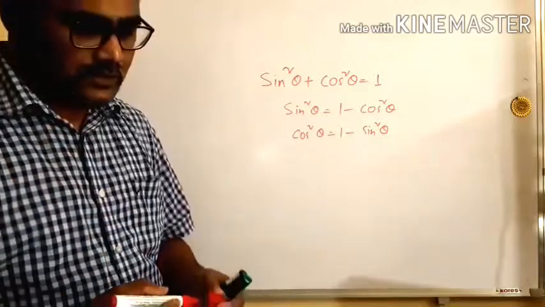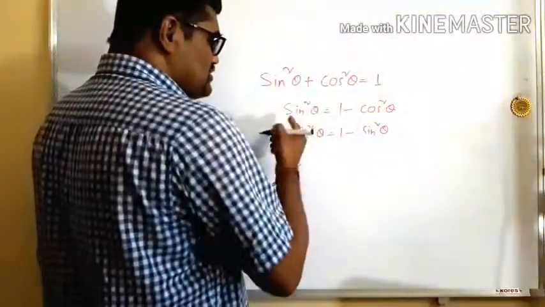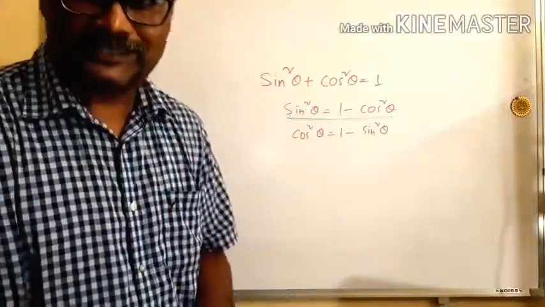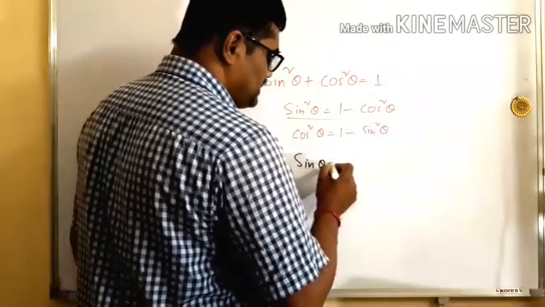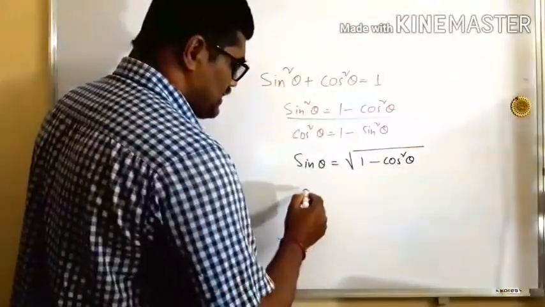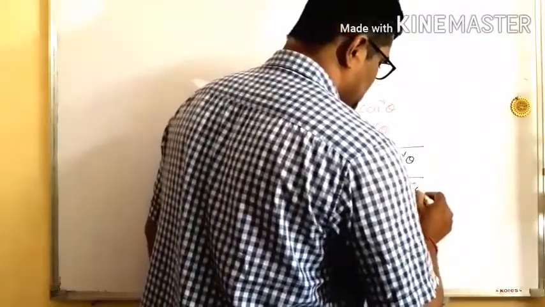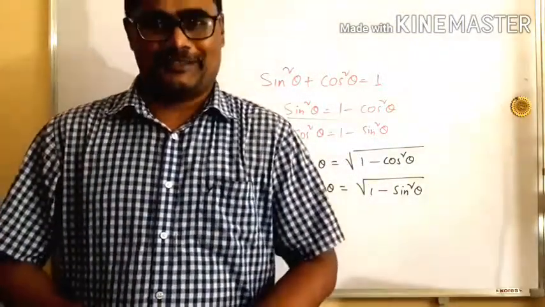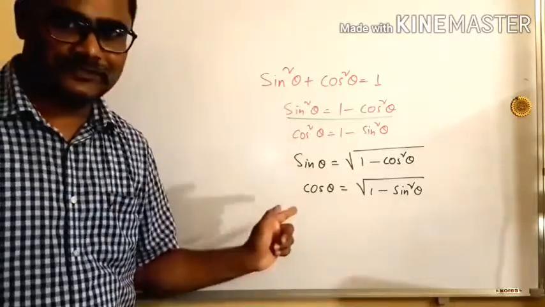Now one step ahead, you think about it: do you know how to find the square root? Yes, you know that. So do not be satisfied with this particular step. Write the square root of that. If you write the square root of that, you will get sin theta equal to the square root of 1 minus cos square theta, and then from the second, cos theta equal to the square root of 1 minus sin square theta. So how many new relations did you get? You got 4 new relations. With this there are 5.